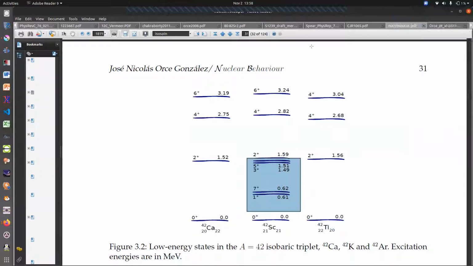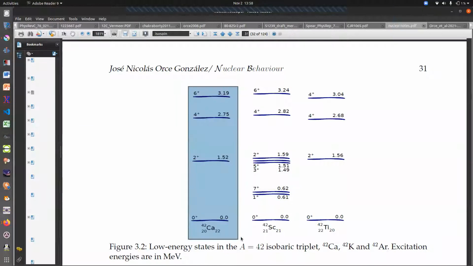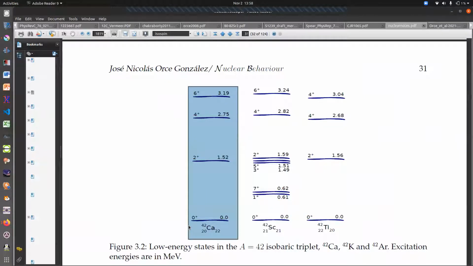Okay, Prof, I think for calcium 42, S is equal to zero. I was saying, for calcium 42, this one, the first one, the total wave function is antisymmetric. And for the second one, the one you got, this one.